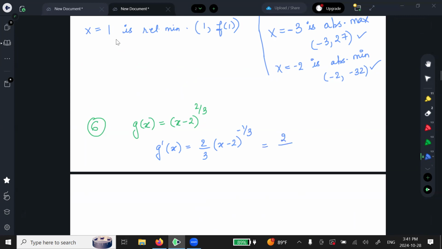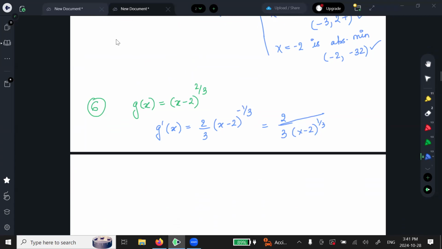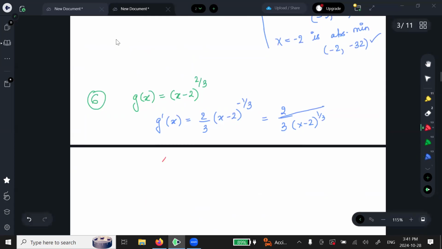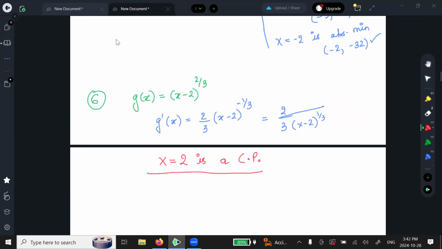If I move it to the bottom, it will be 2 over all that, right? It will never be 0, but when is it undefined? When this function will have a 0 in the bottom, when x equals 2. So that's the critical point. Just remember that. x equals 2 is a critical point. So don't say that this function does not have a critical point. That's going to be the wrong answer. And then you follow as usual, okay? Because when I put 2 in place of x, I'll get a 0 in the bottom.